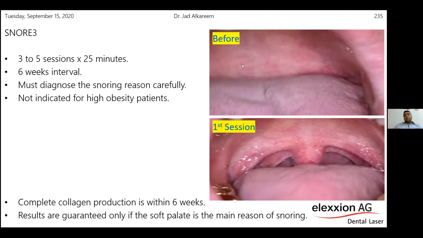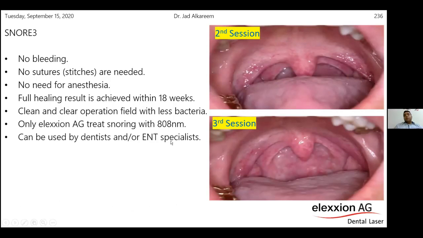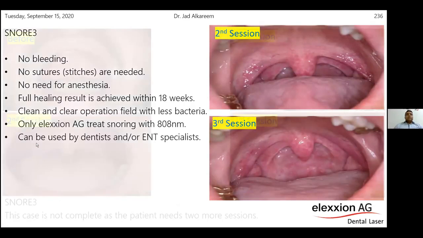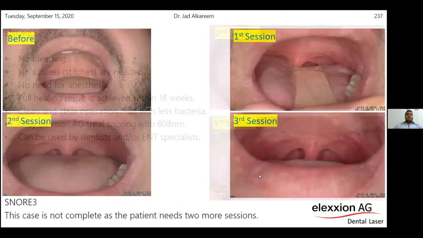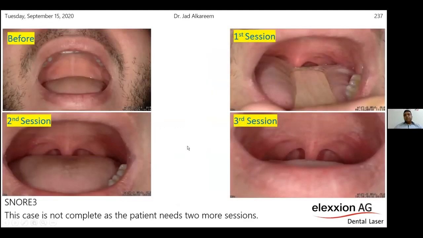Here is the second session, the third session after 6 weeks. Some cases need 5 sessions, but most of the time the patient will only need 3 sessions. Here is the final case. This is before the treatment, first session, second session, and finally third session. I think this case needs also 2 more sessions so you can get the final results.